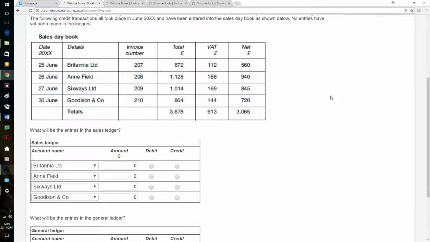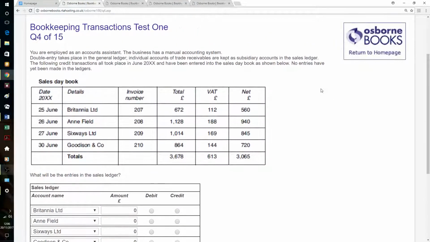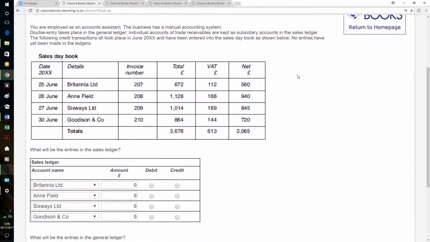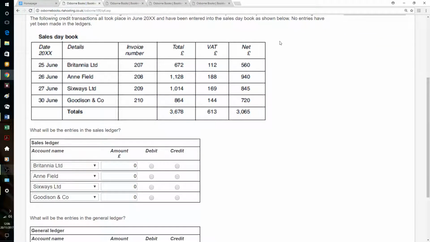So I borrowed this question from Osborne. It's publicly available on their website. Very useful tests. And what we have here then is our sales daybook, one of our four main daybooks. And we have four customers who bought off us at the end of June.